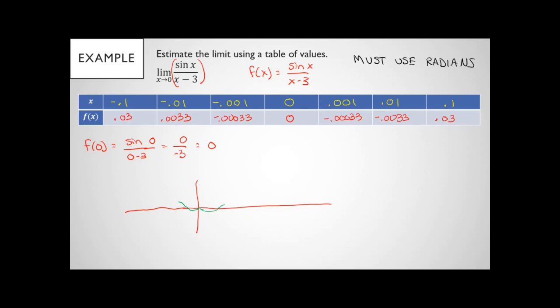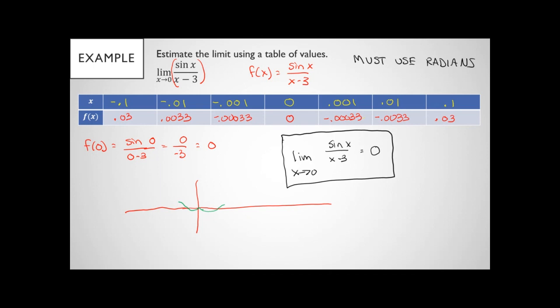So estimating the limit is more than just filling in the table. You need to actually write the limit as x goes to 0, sine of x over x minus 3 is equal to 0. So you need to actually state what the limit is so that you're actually estimating. If you fill in the table and you do nothing else, you've not actually found the limit.